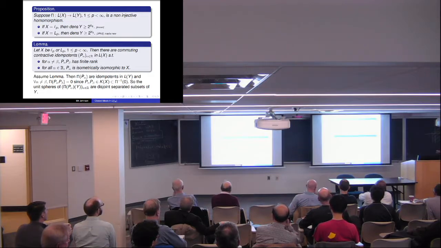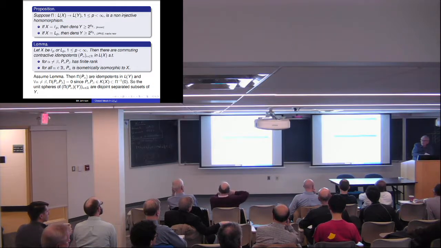So the unit spheres of these spaces are disjoint separated subspaces of X. Notice that pi of P alpha cannot be 0, right? Because the ranges are isomorphic to the whole space. And that would mean the identity operator was in the kernel of the homomorphism, so it would be the zero homomorphism. But I'm assuming this is not the zero homomorphism. So the lemma very easily implies this theorem.